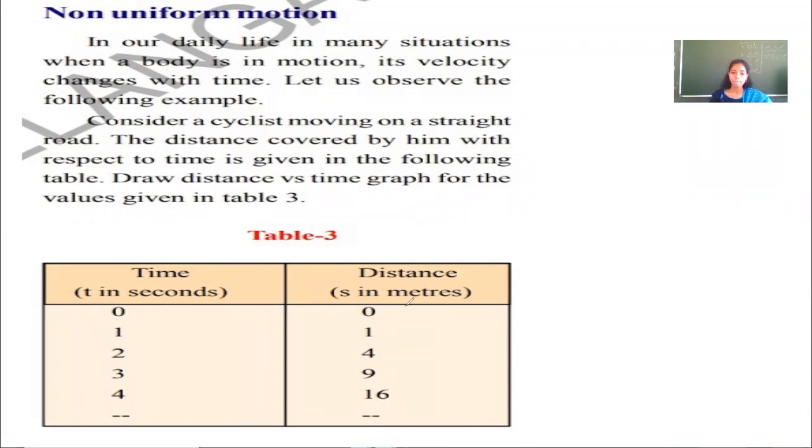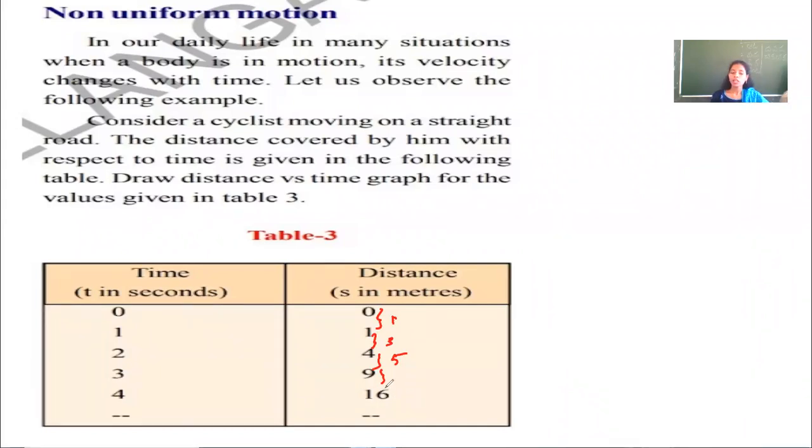See, here the distance covered by the person is changed. But here you may observe one thing. It is not the constant velocity. It is changed differently. See, the difference between the 2 points. Here 0 to 1 is 1. Here 1 to 4 is 3. Right? 4 to 9 is 5. And 9 to 16 is 7. So here the distance covered by him is changed differently. It is not constant velocity.